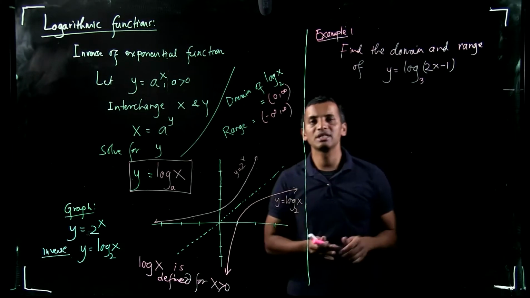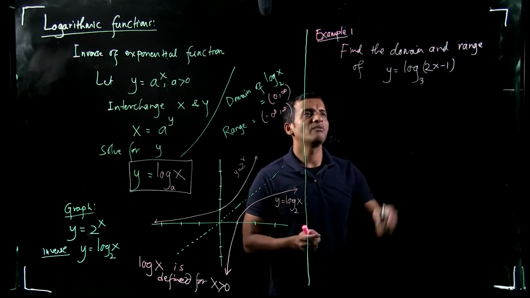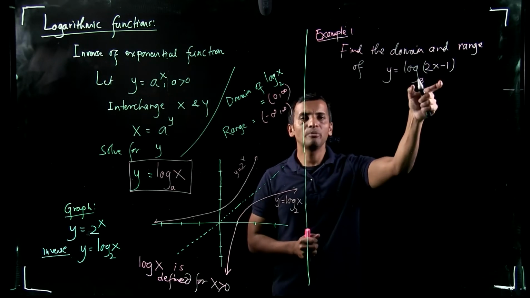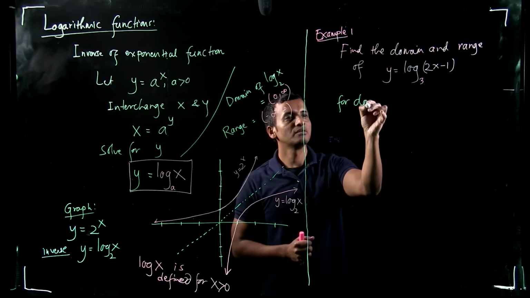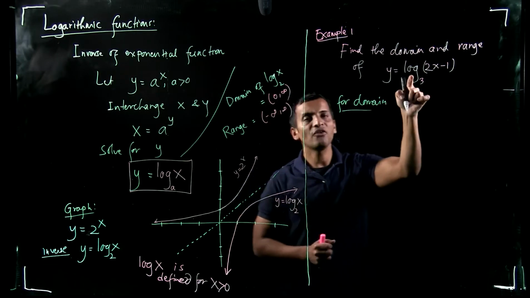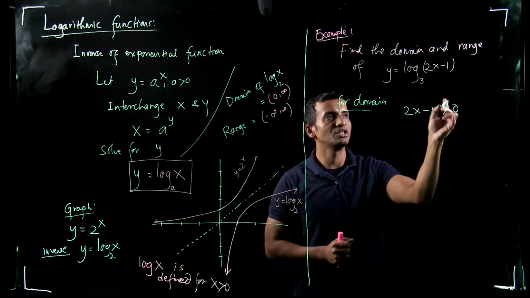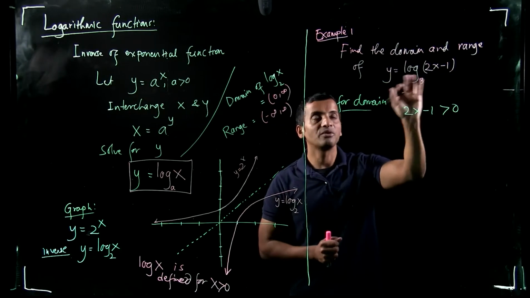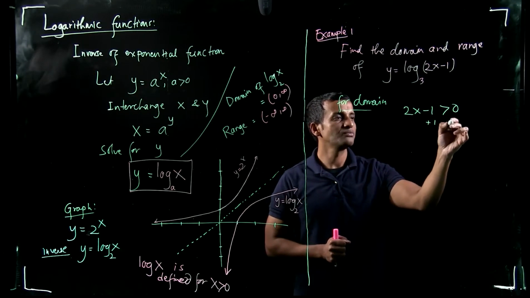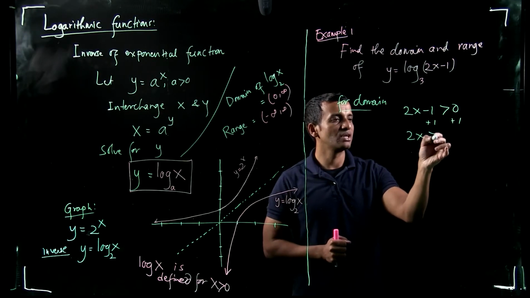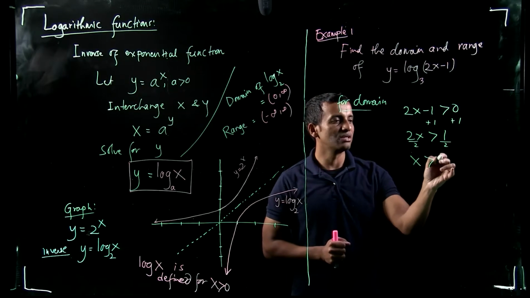Okay, so let's see one more example of that type. Here, find the domain and range of the given y. The domain is easy to find here. For the domain, this log function is defined only if 2x minus 1 is greater than 0. So this must be positive for the log to be defined. How do I solve this? Add 1, so you get 2x is greater than 1, and divide by 2. You get x is greater than 1/2.